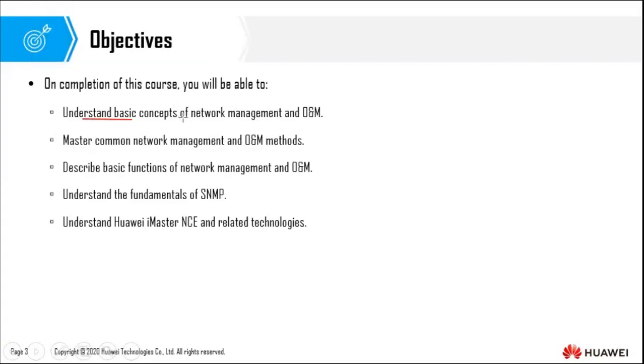You'll be able to understand the basic concepts of network management and O and M. Most of them, we call it O and M, operation and maintenance. Number two, you'll be able to master common network management and O and M methods, that is, operation and maintenance methods. Describe basic functions of network management and operation and maintenance. Understand the fundamentals of SNMP, Simple Network Management Protocol. Understand Huawei iMaster NCE and related technologies.